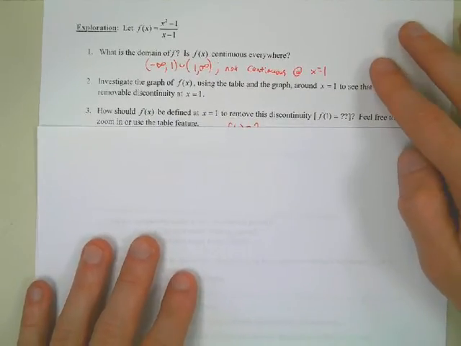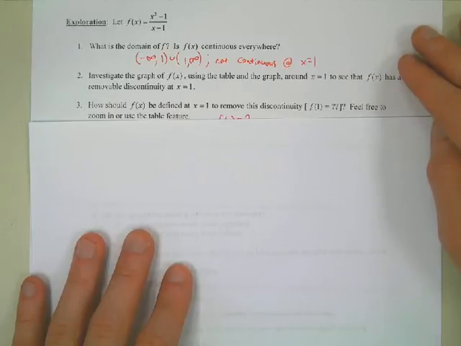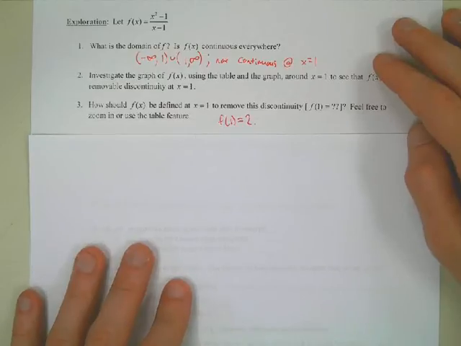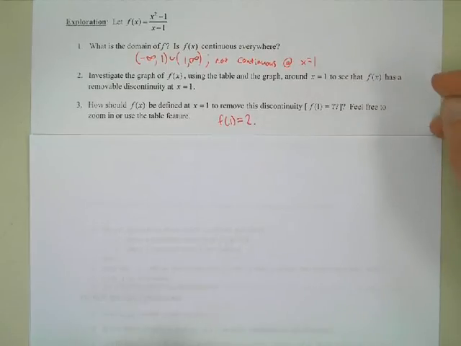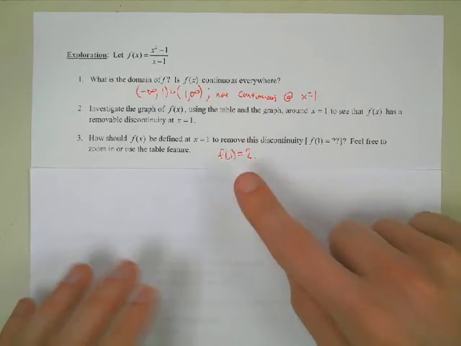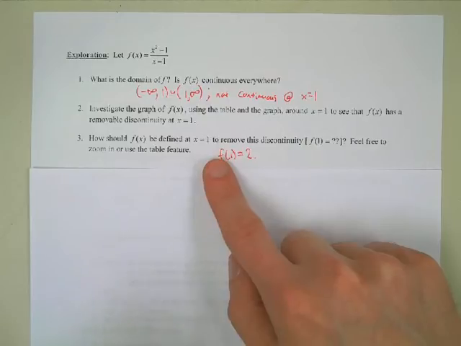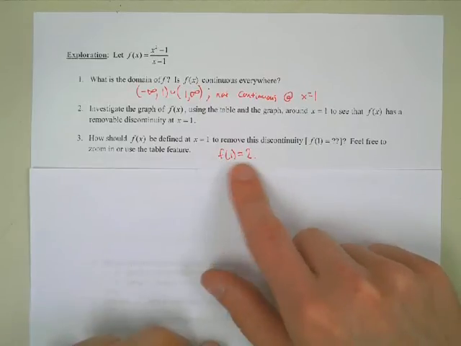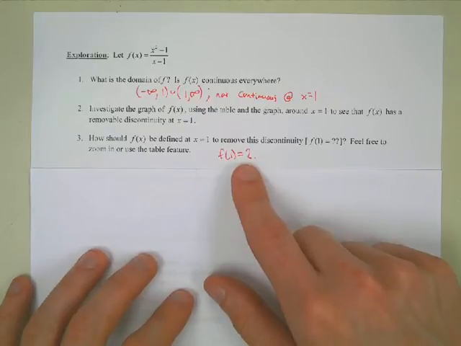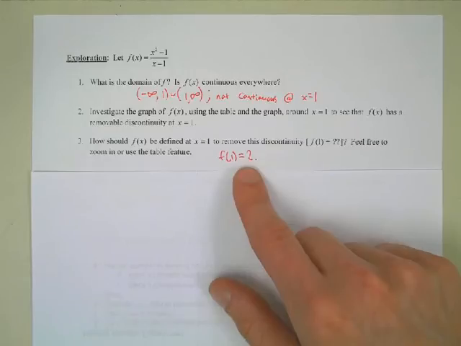Again, we kind of talked about this one already, so we saw it somewhat here. How should f(x) be defined at x equals 1 to remove this discontinuity? So f(1), what do we want it to equal? We want it to equal 2. There's a couple ways you can do it. You can use your table and approach the x value of 1, like 0.9999 and then 1.00001, and see what the function value approaches. The limit's approaching 2, so we want our function value to also be 2 to make it continuous, because the limit value and the function value both must equal one another.